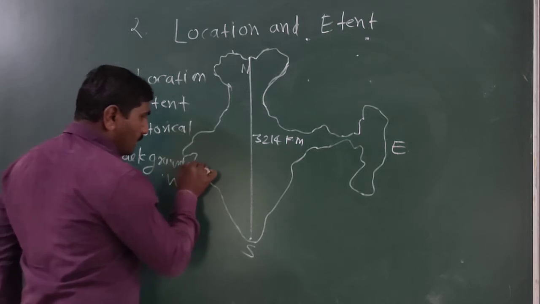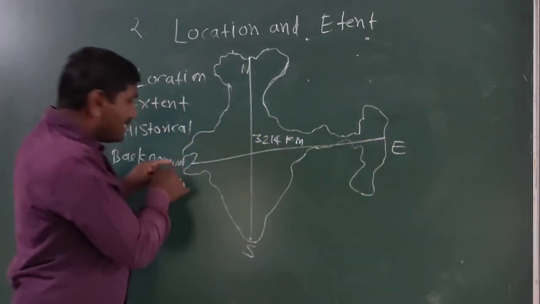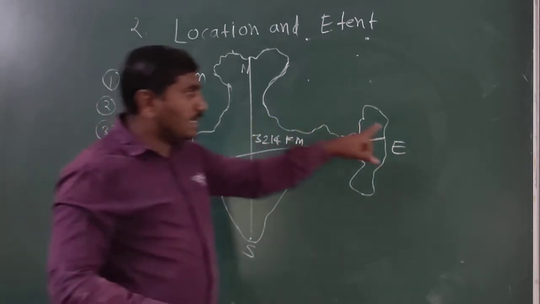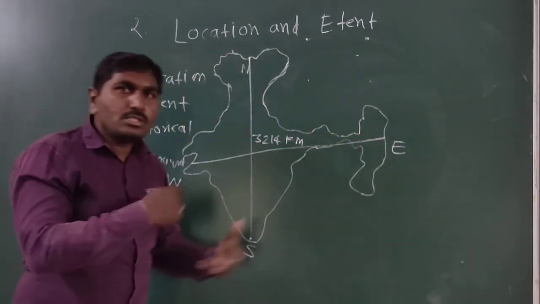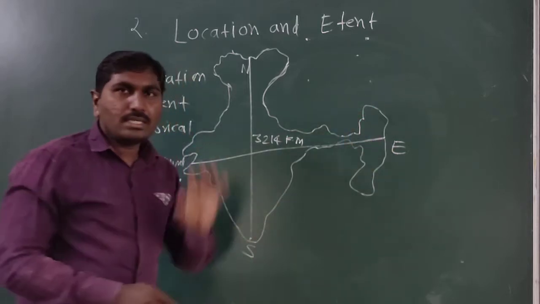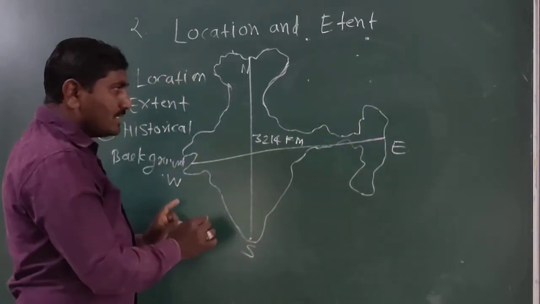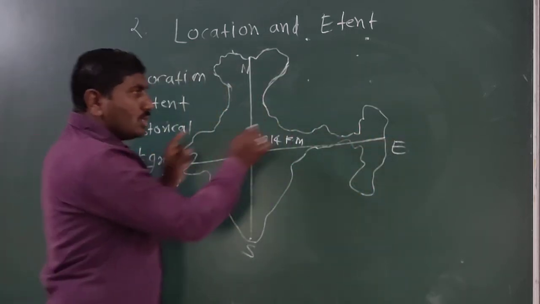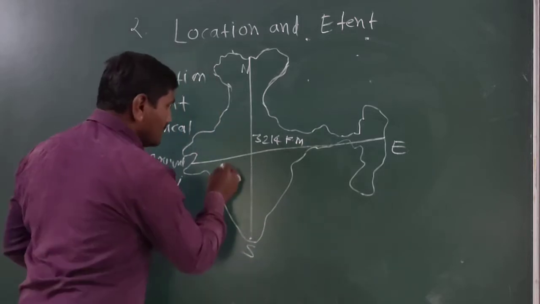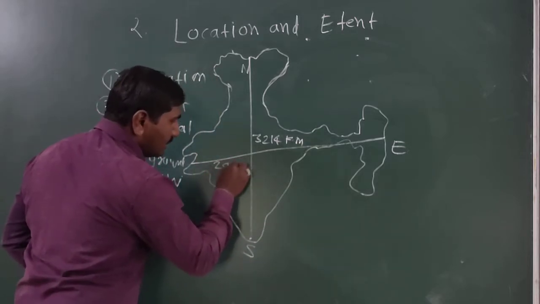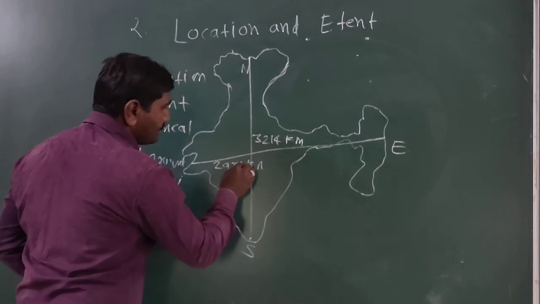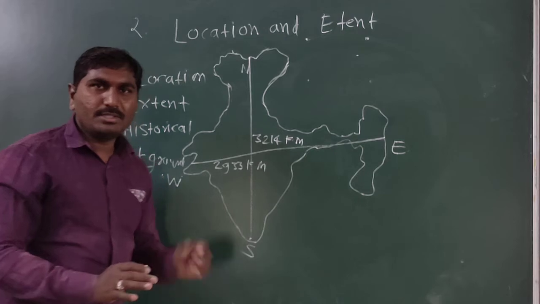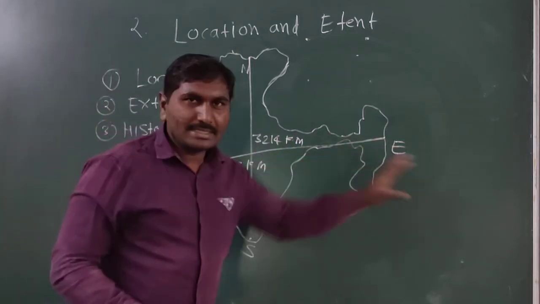Then we will think about west to east. This is the most western part in Gujarat, that is called Goromota. And in the eastern area, Arunachal Pradesh is the most eastern part, and here we can see Kibuti village. So the distance between Goromota and Kibuti, from Gujarat to Arunachal Pradesh, is 2933 kilometer. This is the distance between western and eastern direction.